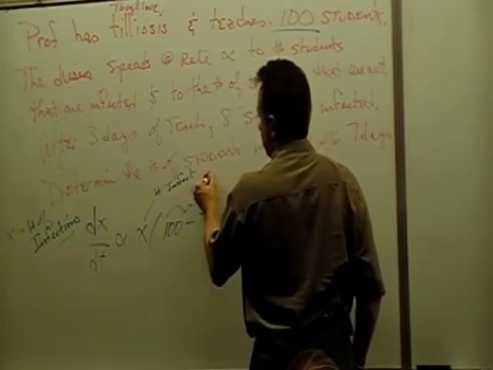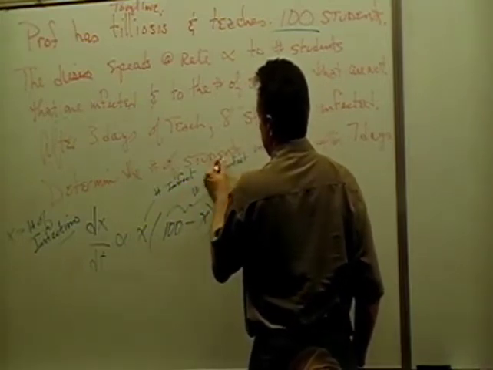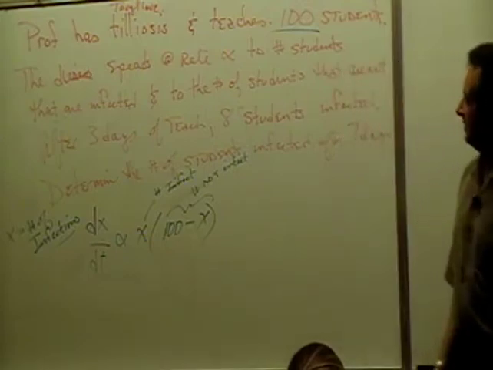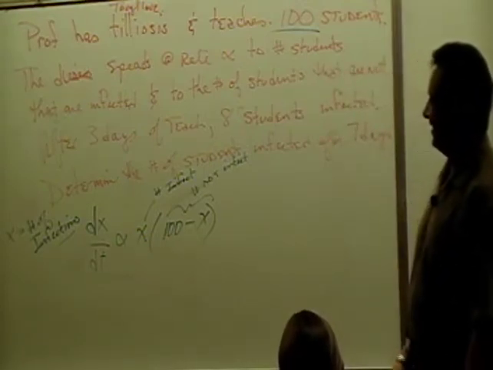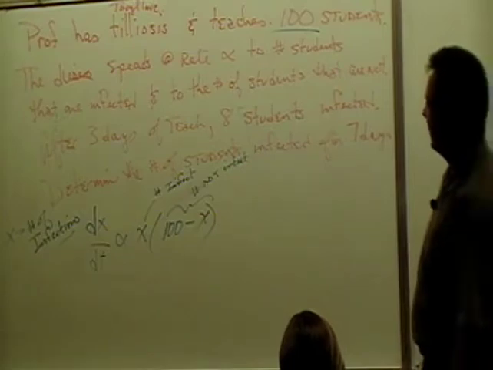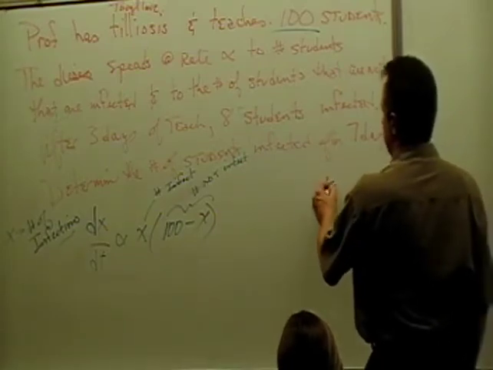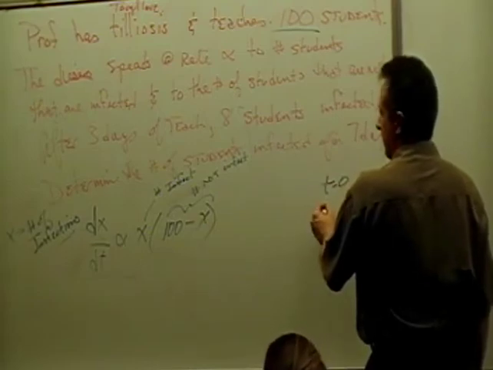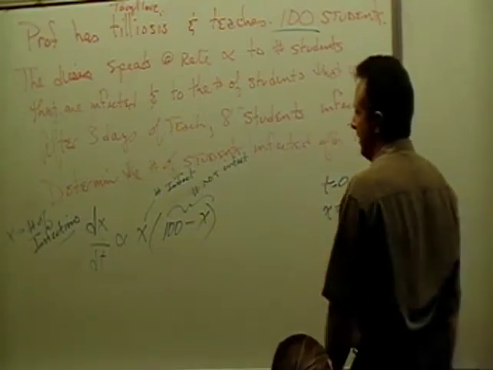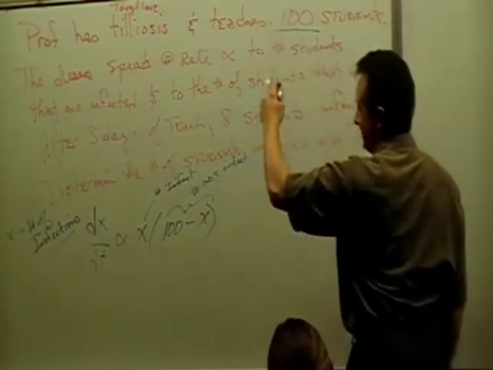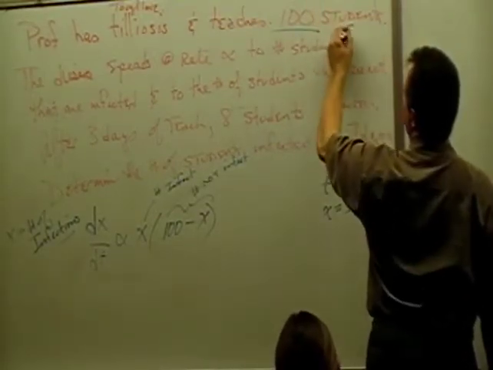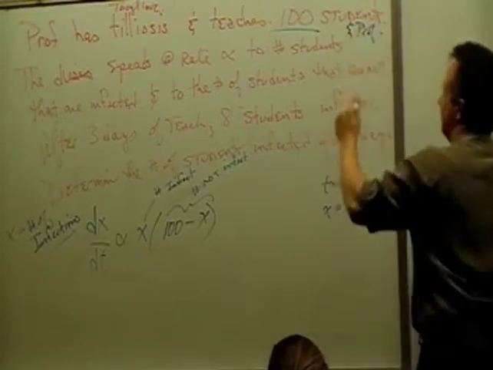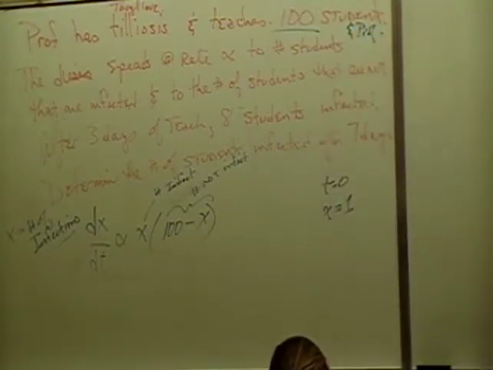Number infected, number not infected. And what about the professor? I'm not one of the students. Yeah, because at time equaling 0, what's x? 1. So we'll just say there's 99 students. I'm one of the students. I'm always learning when I teach this class. Students and prof. Smarty pants. You're sitting in the back. You're supposed to be quiet.